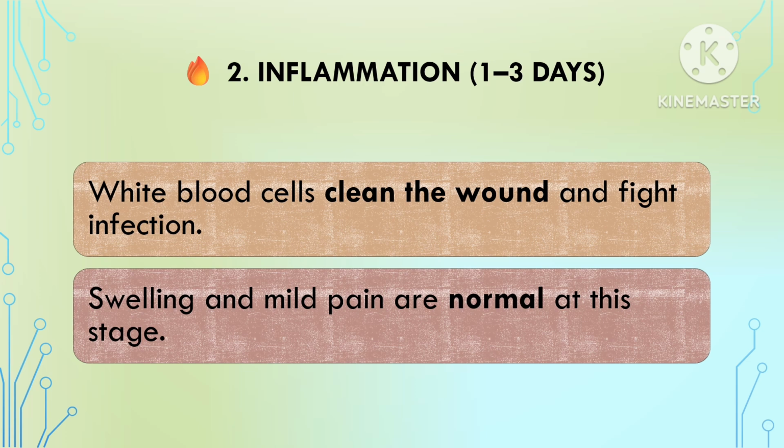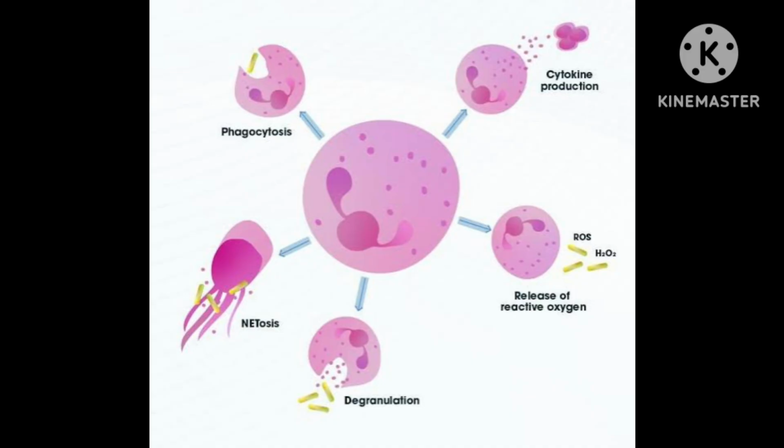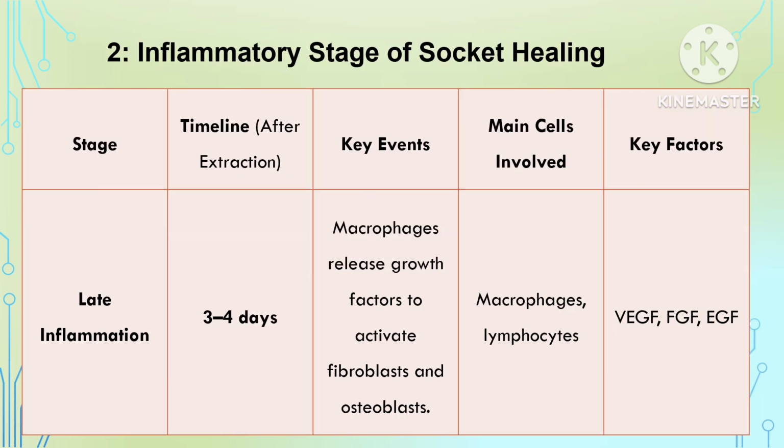Now coming to the inflammatory stage of socket healing. After the tooth extraction, the inflammatory stage of socket healing begins within 48 to 72 hours. In the early phase, neutrophils arrive first, helping to remove the blood clot and fight off potential infections. They are guided by platelet-derived growth factors and interleukin-1, which signal the immune system to respond. As healing progresses, macrophages take over and release growth factors like vascular endothelial growth factor and fibroblast growth factor. These factors help in the formation of new blood vessels and connective tissue, paving the way for further healing.